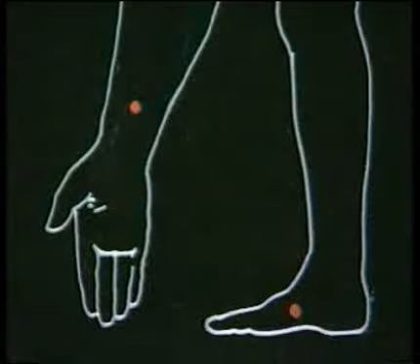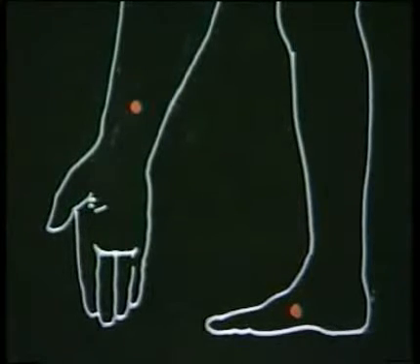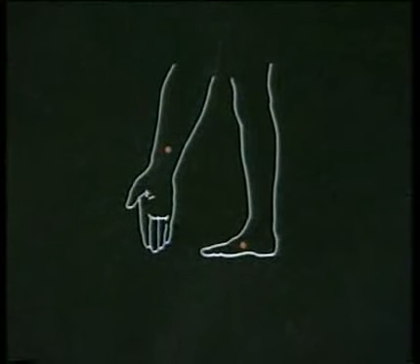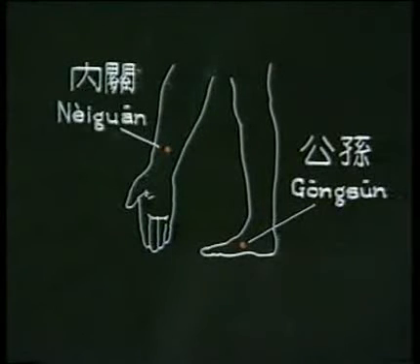The 8 confluent points are those in the extremities connecting the 8 extra meridians. For example, Gongsun, spleen 4, connects with the Chong meridian, and Neiguan, pericardium 6, links with the Yin-Wei meridian. These 2 points, when used together, can treat disorders of the stomach, heart, and chest.